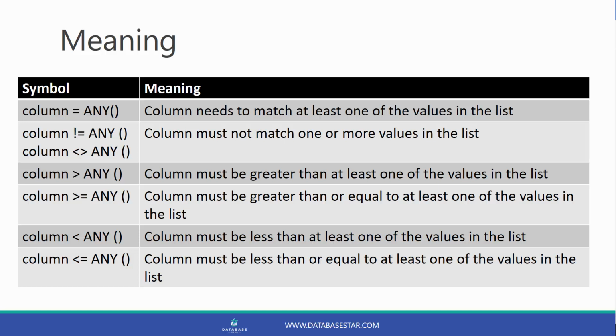Less than means that the column must be less than at least one of the values in the list, and finally, less than or equal to means that your column must be less than or equal to at least one of the values in the list. So let's see some examples of the any keyword.